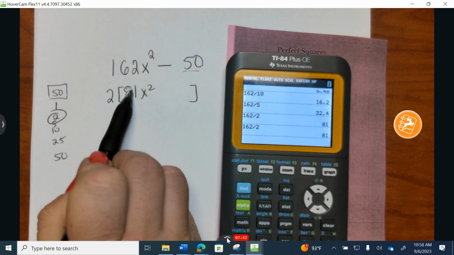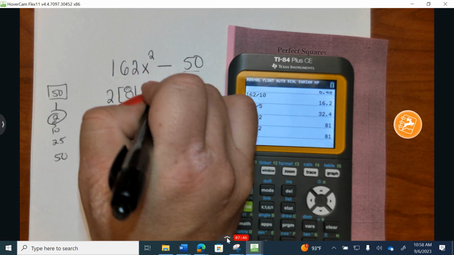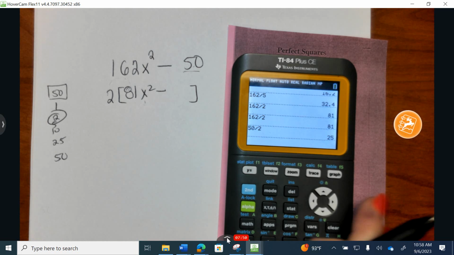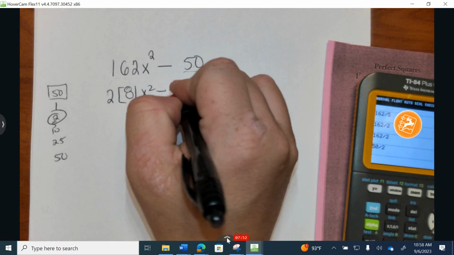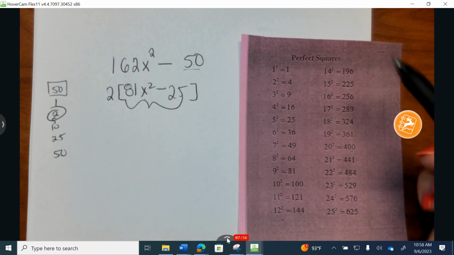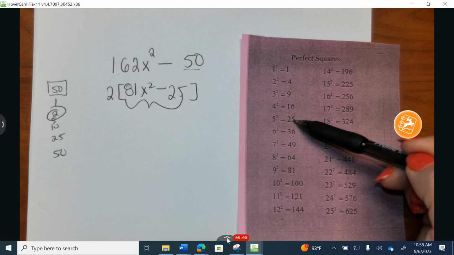So if I distribute, 2 times 81 is 162, there's the x squared. Then I'm going to take 50 and divide it by 2 to get 25. Now, if we did this right, hopefully we see 81 and 25. Is 81 a perfect square? Yes. Is 25 a perfect square? Yes.